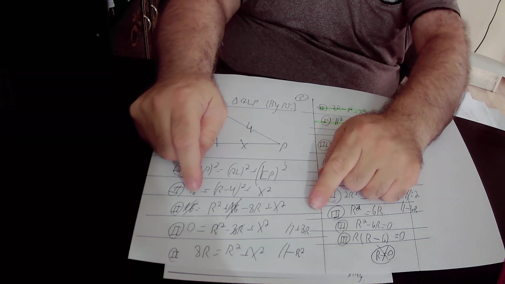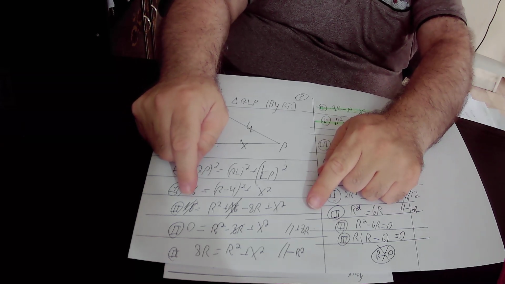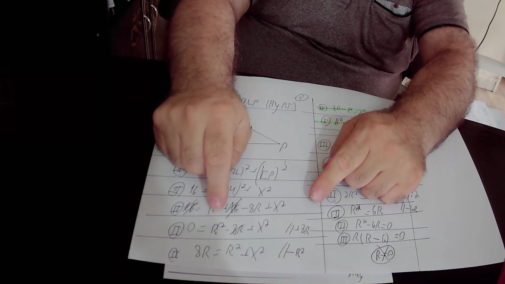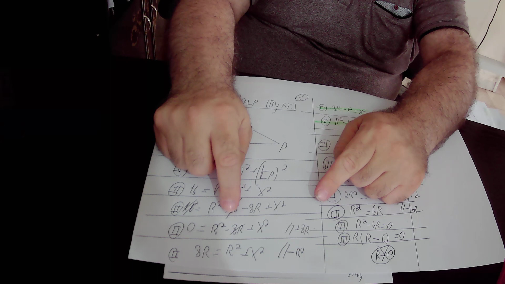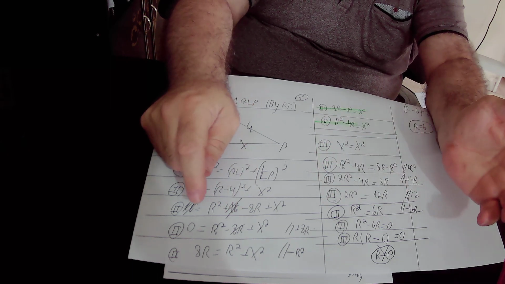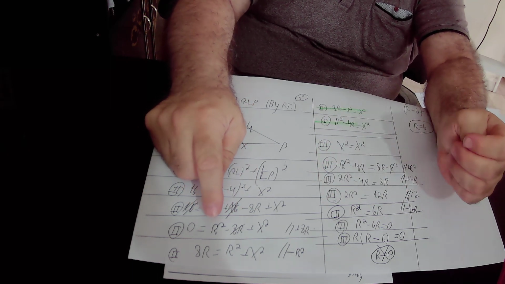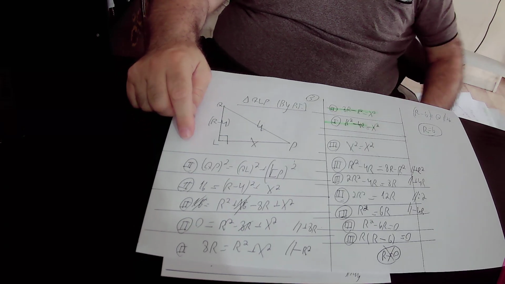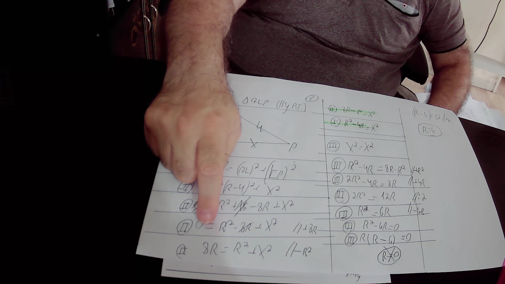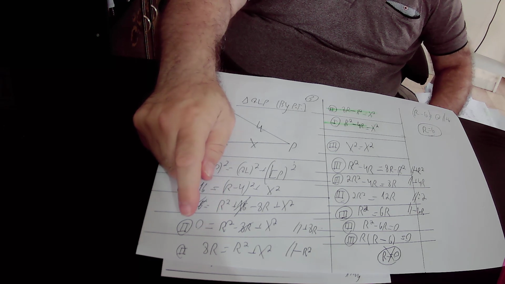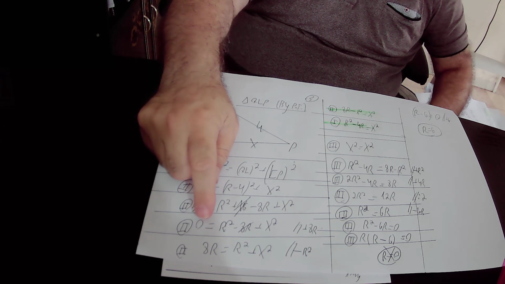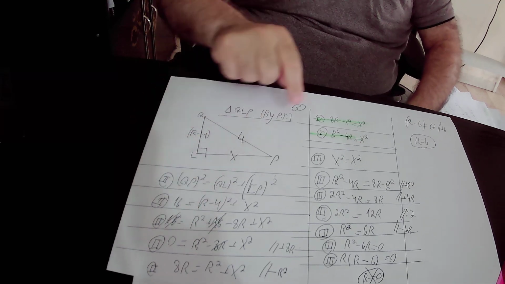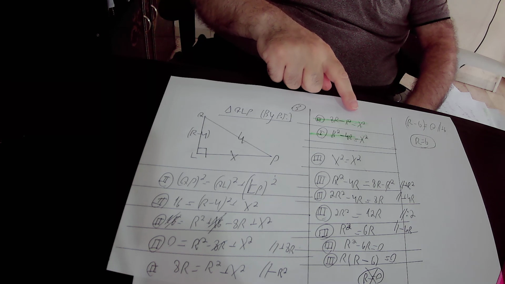Here we added 8R to equation number 2, and we got that 0 plus 8R is 8R, and it is equal to R squared, 8R minus 8R is 0, plus X squared. So according to equation number 2, 8R equals R squared plus X squared. Then we subtracted R squared from equation number 2, and we got that 8R minus R squared equals X squared.